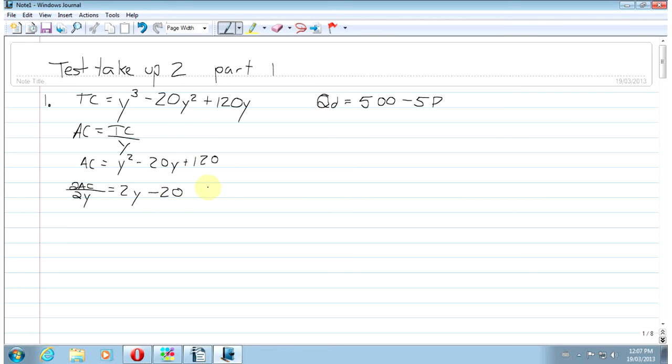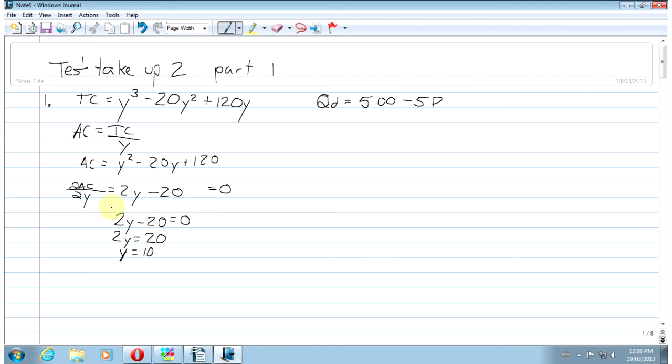Since we're finding a minimum, remember, always know why you're setting something equal to 0. 2y minus 20 equals 0, so 2y equals 20, and y equals 10. We also have perfect competition, so nobody's going to earn profits. So this minimum value of average cost is going to equal the price.